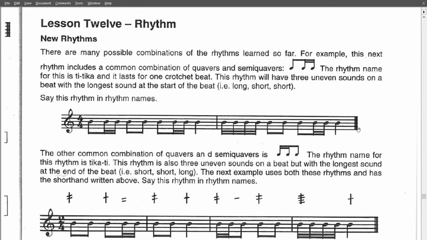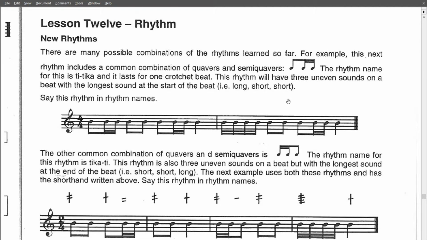Let's all, as a class, say this rhythm together now. 1, 2, 3, 4. Ti-ti-ka ti, ti, ti-ti-ka ta. Ti-ka ti-ka ti, ti, ti-ti-ka ta.